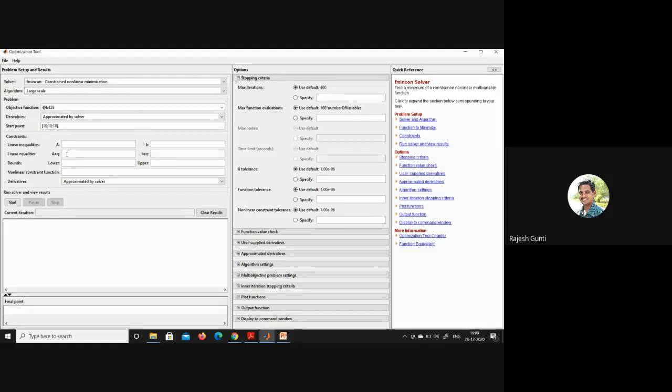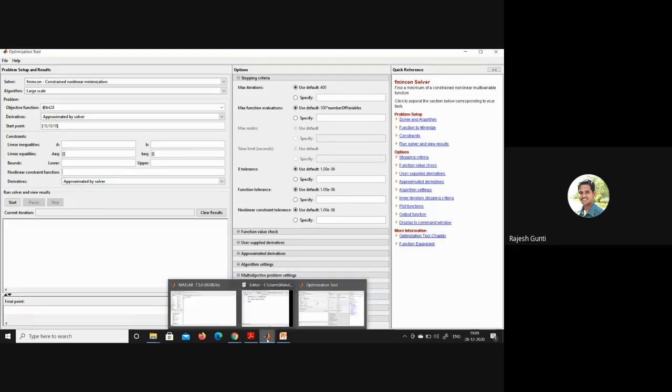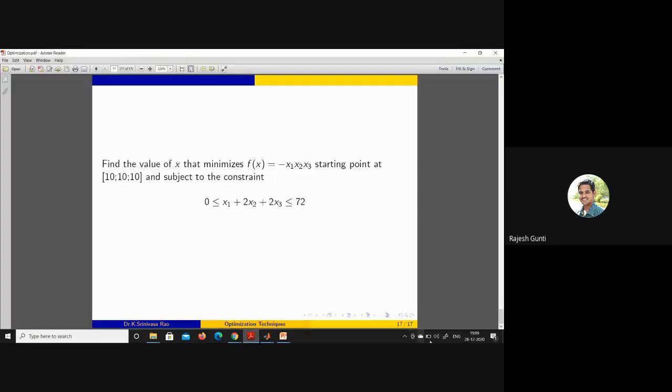Here equality is empty, all are empty, everything is empty. This is empty, no need to mention. There is no lower bound, there is no upper bound. Empty we can leave, but instead of leaving, we will keep it empty. That's better. We are not mentioning a non-linear constraint. There is no non-linear constraint. Am I correct? Here A and B are there. How to write these equations? This is this. I have to write.